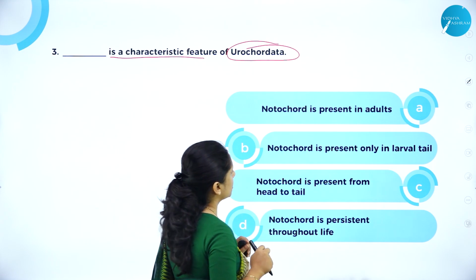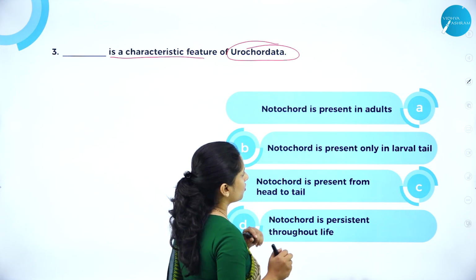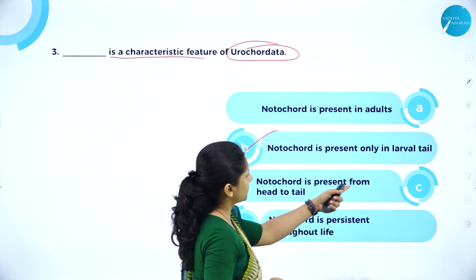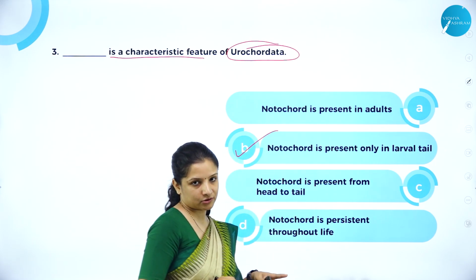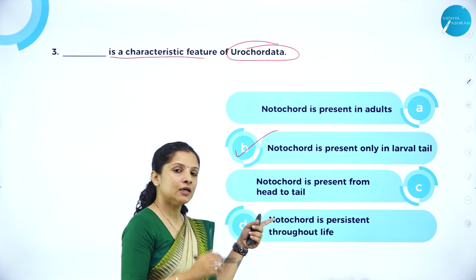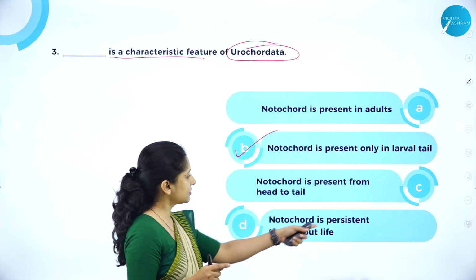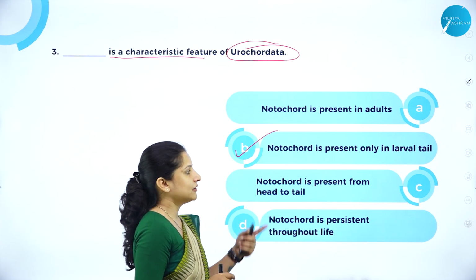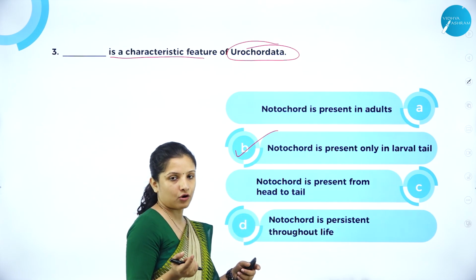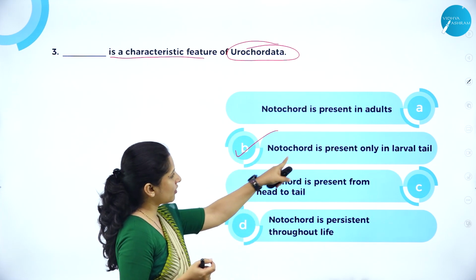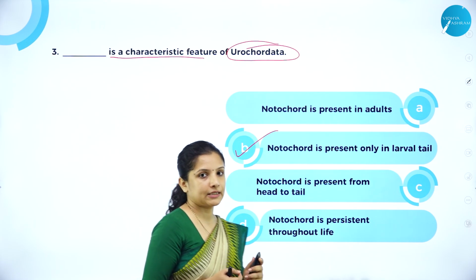So option A is not the right one. Notochord is present only in larval tail, so this is a characteristic. Notochord is present from head to tail? No, that's not a right answer. Why? Because in cephalochordates it is present from head to tail, and notochord is persistent throughout life. That is also in the case of cephalochordates. So therefore, the characteristic of urochordate is notochord is present only in larval tail.